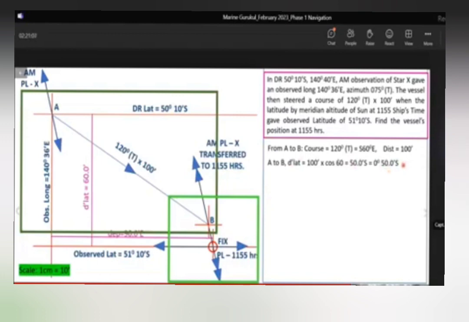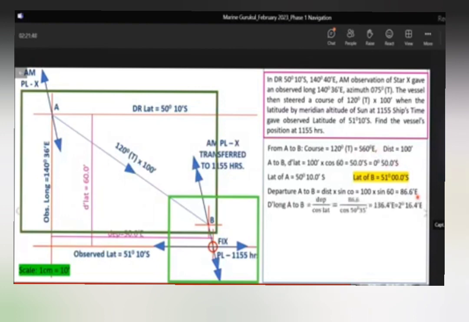Please do keep calculating if you have any doubt as the video is playing. Latitude of A is already known to us, that is the DR lat, and the d lat from A to B is 0 degrees 50 minutes south. So we apply this d lat and we get the latitude of B as 51 degrees 00 minutes south. We can also get the departure from A to B, that is distance into sine of course, and departure comes to 86.6 minutes east. Why east? Because our course in the quadrantal form was in the southeast quadrant, so d lat was south and departure is east.